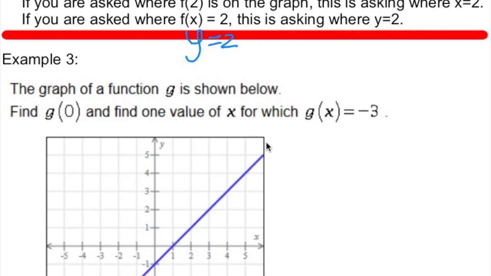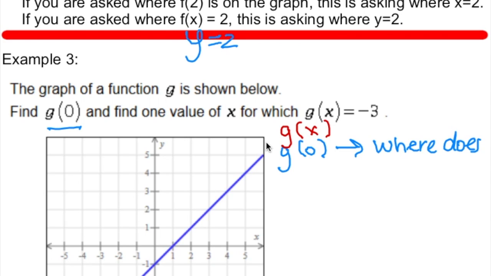So let's jump down here to example 3. In example 3, we are told that this graph, this picture, is showing us the graph of a function g. We don't have the equation that shows us what function g is, and we don't need to have it to be successful in this problem. And it asks us to find two things. So the first thing it says is find g of 0. So with g of 0, we need to think about that in its normal form, a function could be written as g of x. So really what this is asking you is, where on the graph does x equal 0?